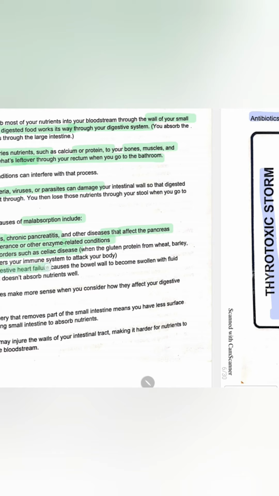And severe congestive heart failure causes the bowel wall to become swollen with fluid edema and does not absorb the nutrients well. Some of the causes may affect the digestive system. For example, a surgery that removes a part of the small intestine means that less surface area remains for the small intestine to absorb nutrients, and celiac disease may injure the wall of the intestinal tract, making it harder for the nutrients to be absorbed into the bloodstream.